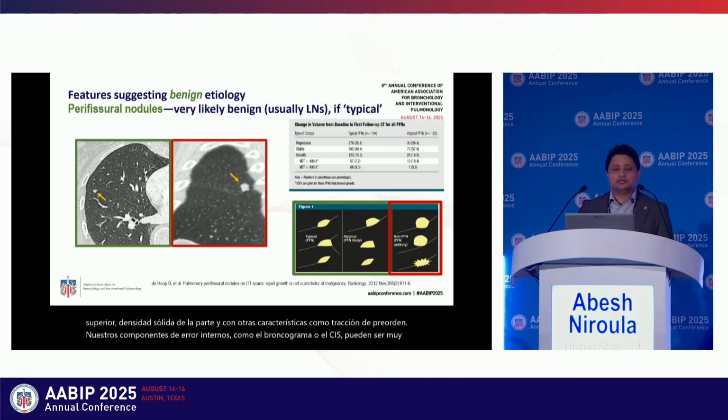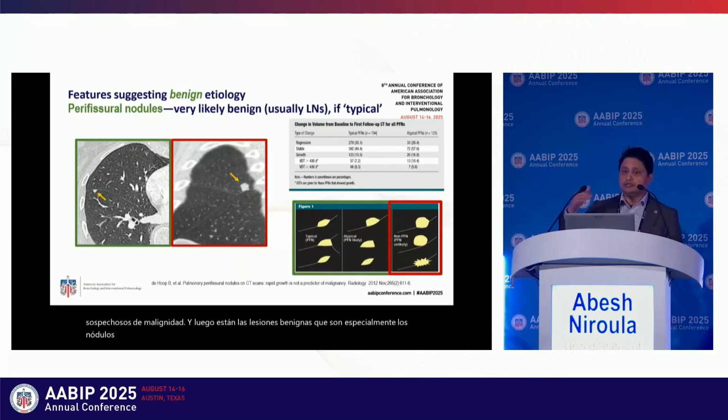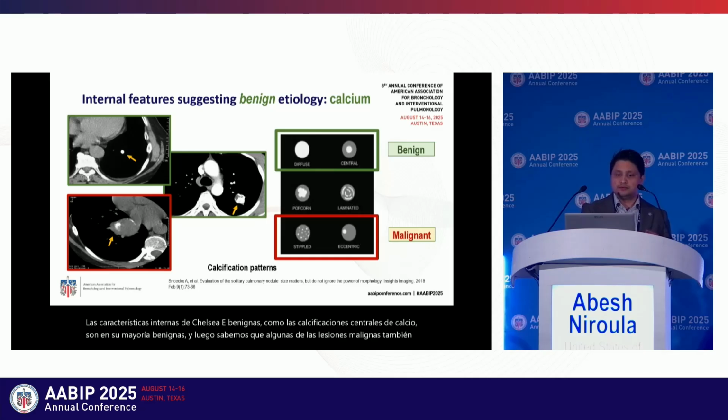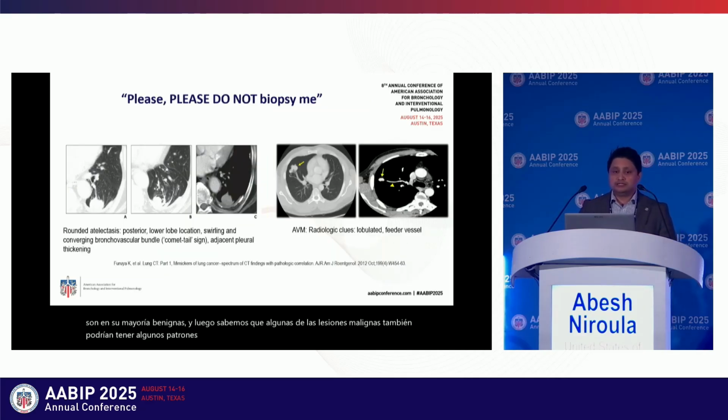And then there are benign lesions, especially the perifissural nodules, which are typical, that is, not crossing the fissure and not looking spiculated. Even if they are growing in size, they are most likely to be benign. Internal features of benign etiology like central calcifications are mostly benign, and we know that some of the malignant lesions could also have different patterns of calcifications. And then there are some typical findings on CT scan, such as a comet tail sign with rounded atelectasis, or an AVM, which has a feeder vessel, where we should probably not biopsy them.